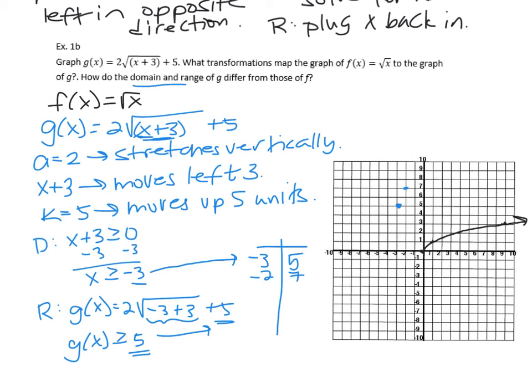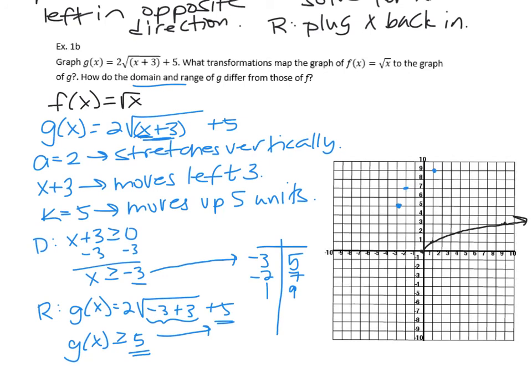If we keep going, I'll pick another number. I'll pick a positive 1. And the reason I pick positive 1, 1 plus 3 on the inside would be 4. And the square root of 4 is 2. 2 times the outside 2 is 4. And 4 plus 5 brings us to 9. At 1, we go all the way up to 9. So we can see our graph is getting kind of tall pretty fast.